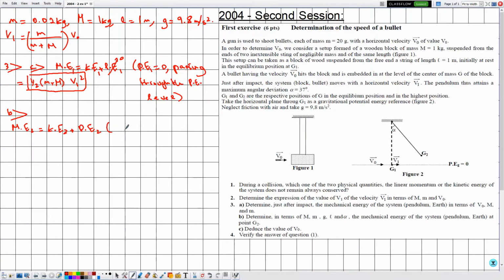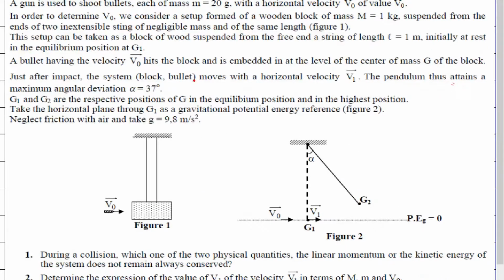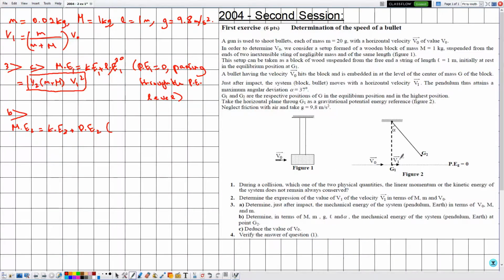Now here, because they are telling us that just after the impact the system moves with the horizontal velocity v1, the pendulum thus attains a maximum angular deviation. So this is the maximum position after the impact. In this case, the system stops at the point 2. Whenever it stops at the point 2, it means that its speed is 0. And here we can deduce that the kinetic energy at the point 2 is 0. The system stops, or we can say maximum height.